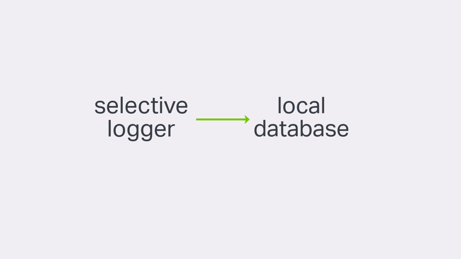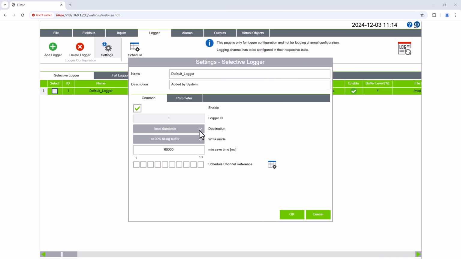To display data point values in the advanced visualization, they must be stored in a local database using a selective logger. The advanced visualization has no access to other storage targets, such as the influx database and so on, that can be selected in the selective data logger configuration. How to configure the selective logger and create data points is shown in the basic tutorial for WAGO Energy Data Management, which we have linked in the video description.